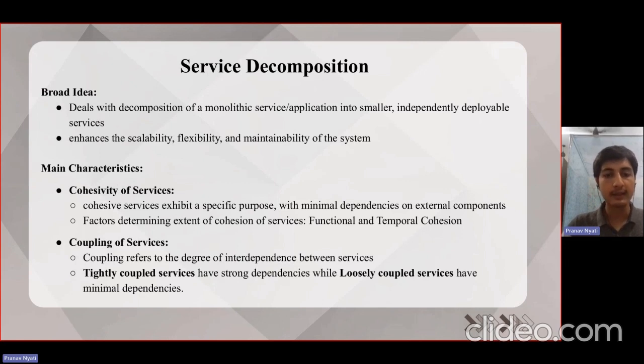There are several factors that determine the extent of cohesion of services, such as functional and temporal cohesion. Functional cohesion means that the service should encapsulate similar functionalities together, and temporal cohesion means that the service should handle operations with similar temporal characteristics together. The second aspect is coupling of services, which refers to the degree of interdependence between services.